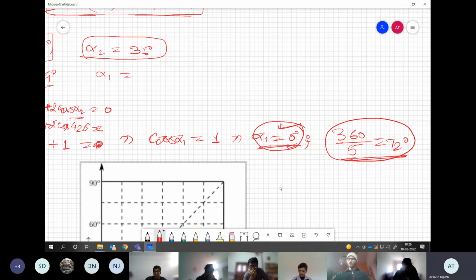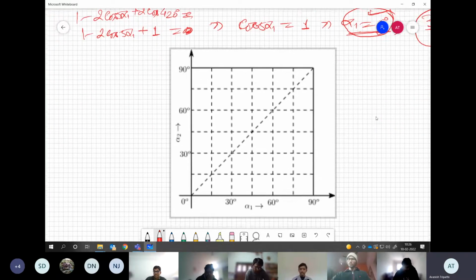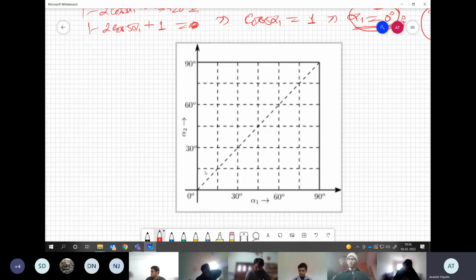Okay, let us try to mark these numbers on this graph. The first numbers we have found corresponding to alpha 1 equal to 0 are something like 12 degrees. So 12 is somewhere here, and 60 and 84, right? Correct, right?